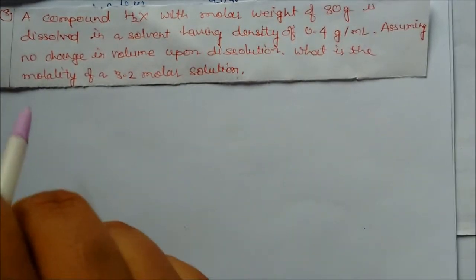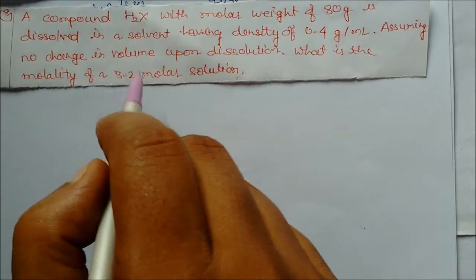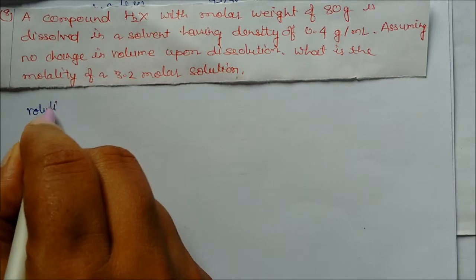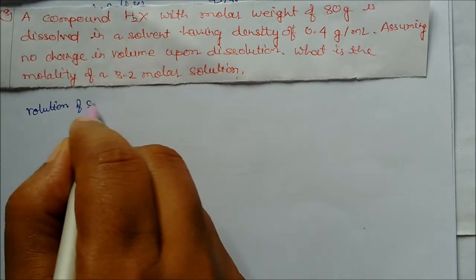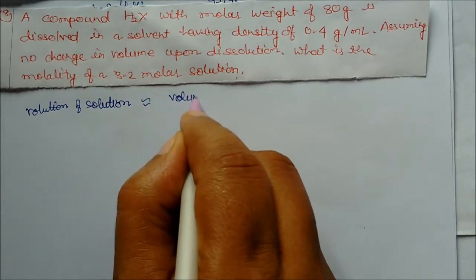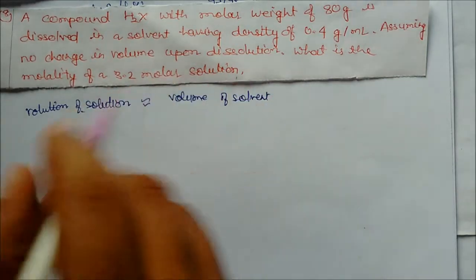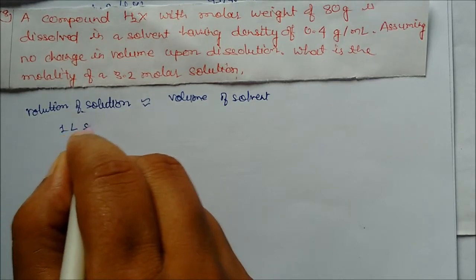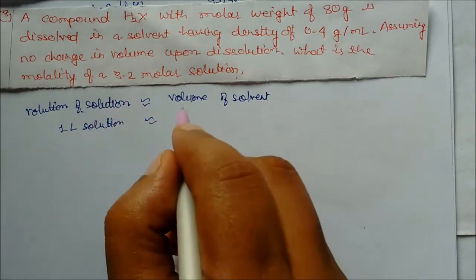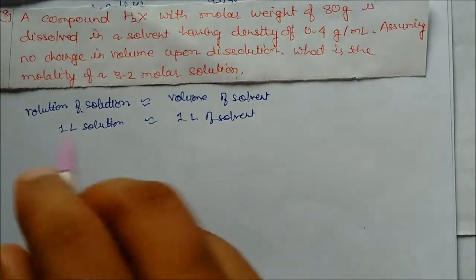And they have given the molarity of the solution. This is 3.2 moles. So we know the moles of solute also. This is 3.2 moles. So we can write here, again we have one more piece of information, that is volume of solution. Volume of solution is almost equal to volume of solvent. So this we know. So the volume of solution, how much? 1 liter. Solution is 1 liter. So we can write 1 liter of solution and 1 liter of solvent. This is the one basic piece of information which we need to understand.